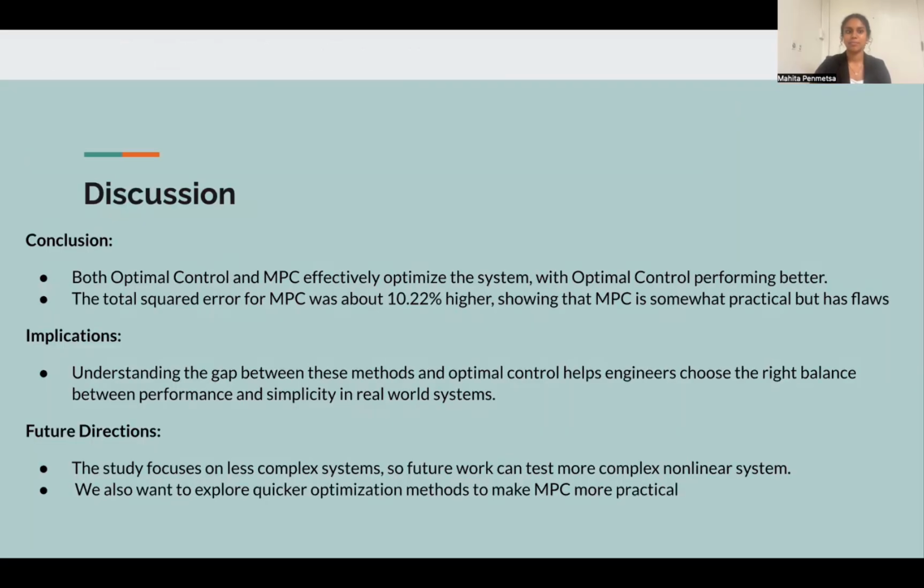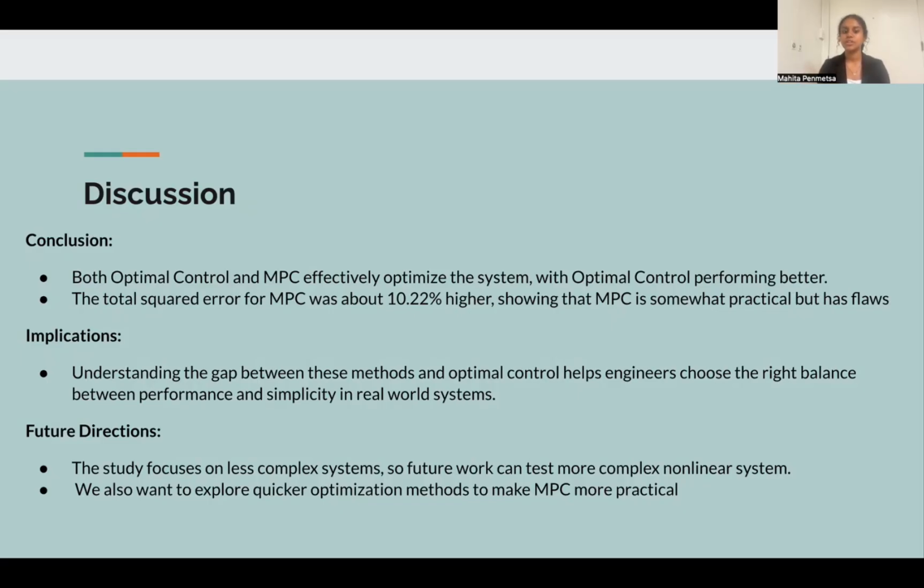And so our conclusion shows that both optimal control and MPC effectively optimize the system, with optimal control performing much better. The total squared error for MPC was about 10.22% higher, showing that MPC is somewhat practical, but it has flaws that need to be accounted for when modeling the system. Understanding the gap between these methods and optimal control helps engineers pick the correct balance between performance and simplicity in real-world systems like robots or vehicles.